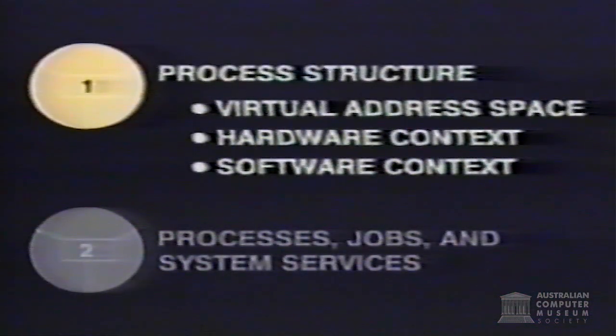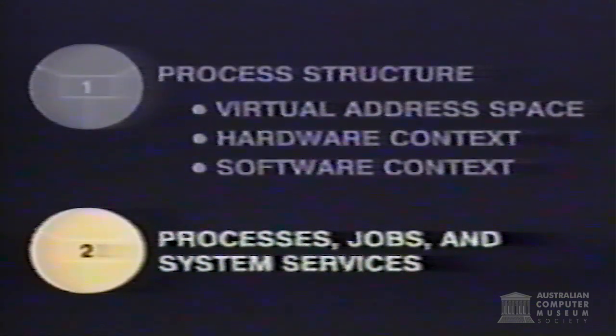In Lesson 1, we describe the structure of a process. In this lesson, we'll examine the different types of processes, the concept of a job, and some of the system services available for process control and communication. Let's start by taking a look at the different types of processes.